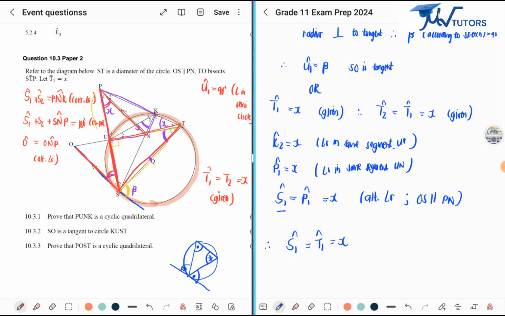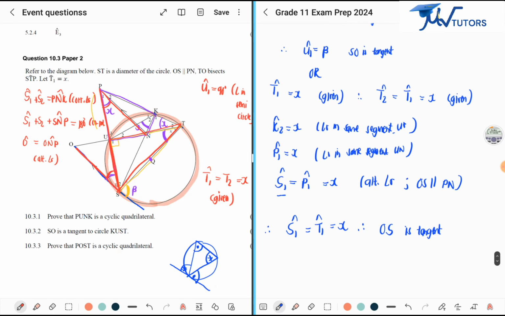S1 is X, T1 is X, therefore OS is tangent. This was way longer than my originally preferred way of solving it.